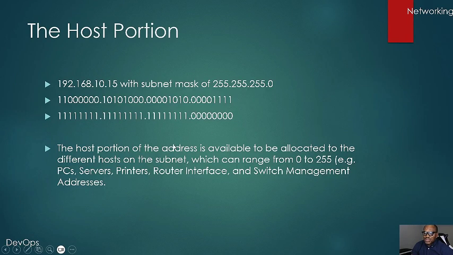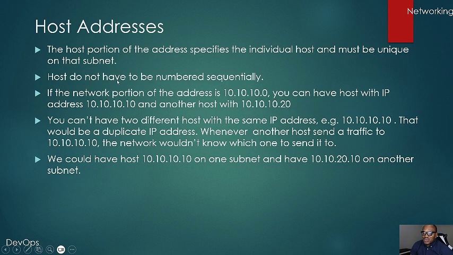So the host portion of the address is available to be allocated to different hosts on the subnet, which can range from 0 to 255, whether it's a PC, server, or printer, or whatever. You can use the host portion to allocate IP addresses to those devices. So the host portion of the address specifies the individual host and must be unique on that subnet. You cannot assign a single host address to multiple devices. It will cause problems, and the system will not know which one to send information to when data is sent to that particular address.